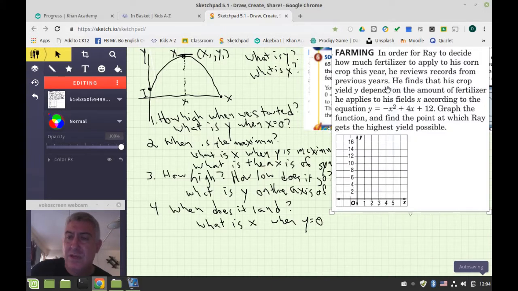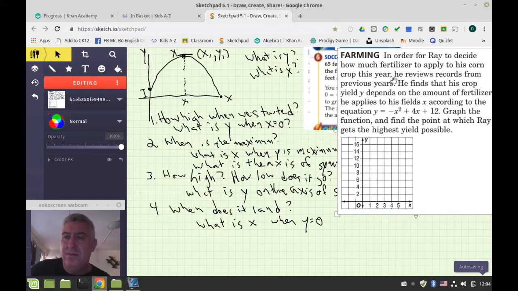In order for Ray to decide how much fertilizer to apply to his corn crop this year, he reviews the records from previous years. He finds that crop yield Y, how much corn or wheat you get, depends on the amount of fertilizer he applies to his fields, X, according to this equation. Graph the function and find the point at which Ray gets the highest yield possible.